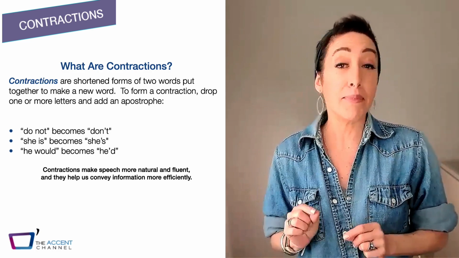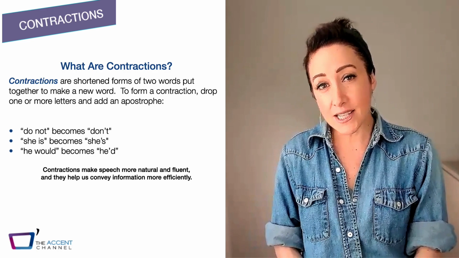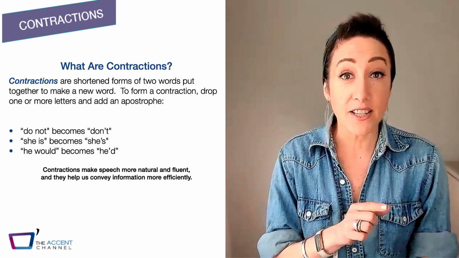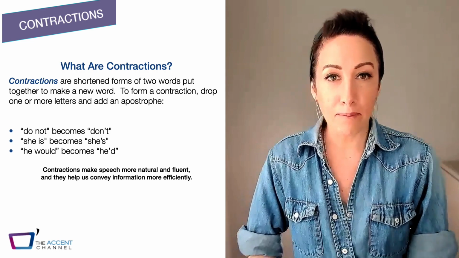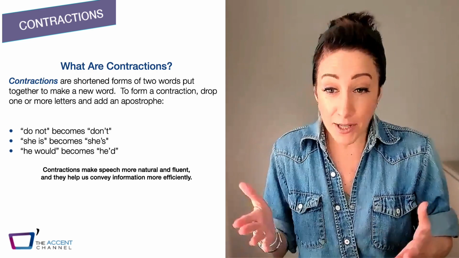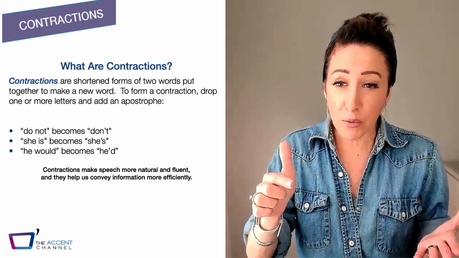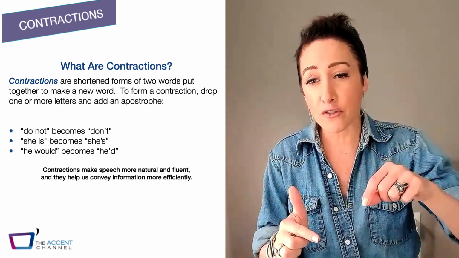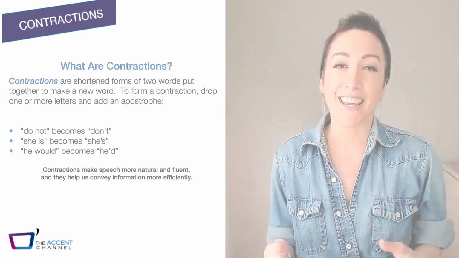Do not becomes don't. She is becomes she's. So the two words become one. He would becomes he'd. This one, we lose a lot of letters. We delete everything after the word he. We throw in an apostrophe to make up for it, and he would becomes one word, he'd.